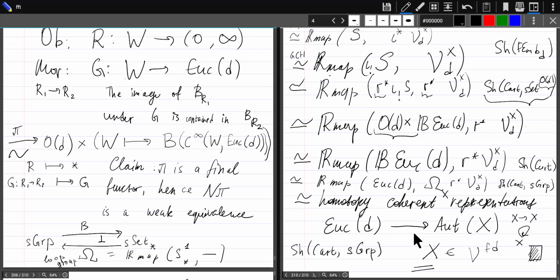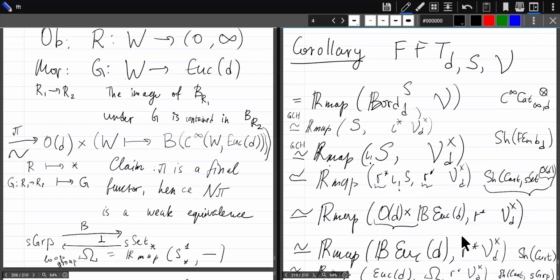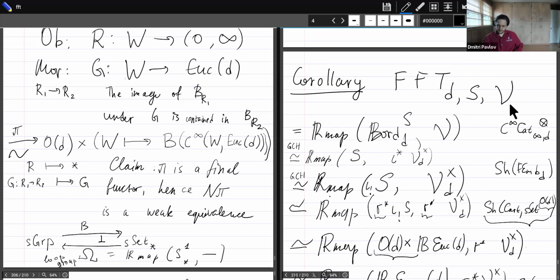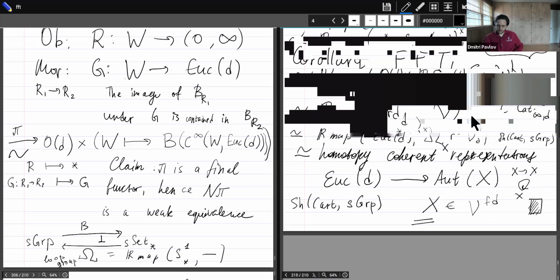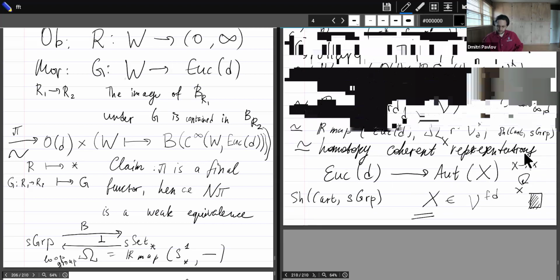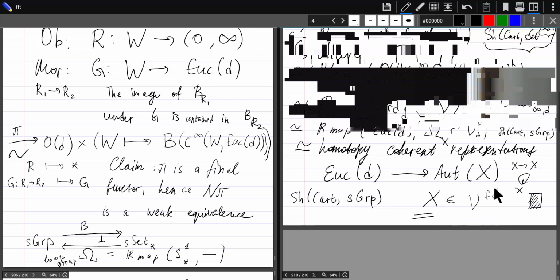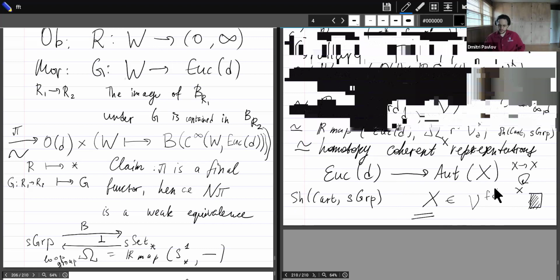So thus we prove that. Could you recap briefly? So the point is that a functorial field theory of this type, with geometric structure S being given by flag Riemannian metrics, is equivalently a homotopy coherent representation of the Euclidean d-dimensional group on some fully dualizable object X. Okay. So now this reduces the problem.